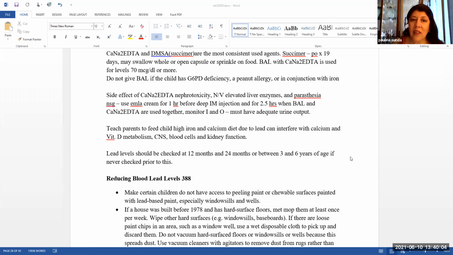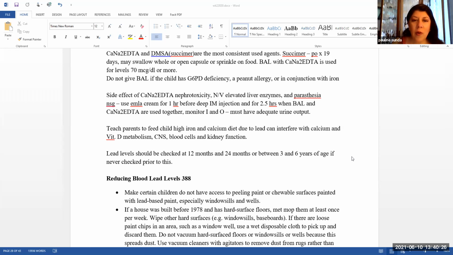As a nurse, when we're giving this, especially if we're giving it IM, you want to put the EMLA cream on for 1 hour. This is a deep IM injection. And then if you're giving the BAL, you're going to leave the EMLA cream on for 2.5 hours. It's not uncommon to have the BAL and the calcium disodium edetate used together.